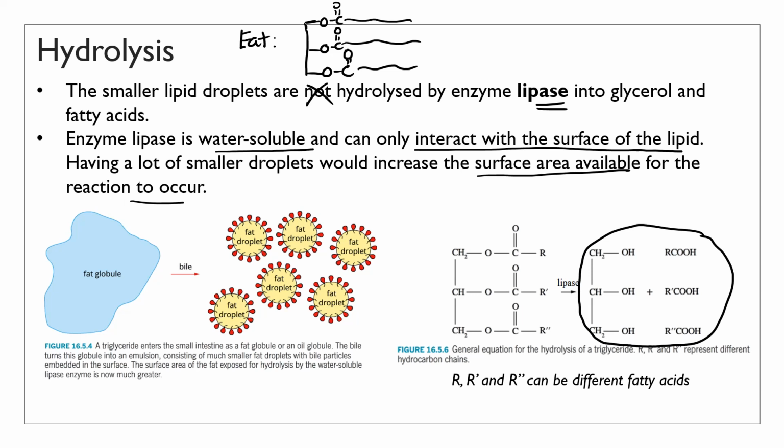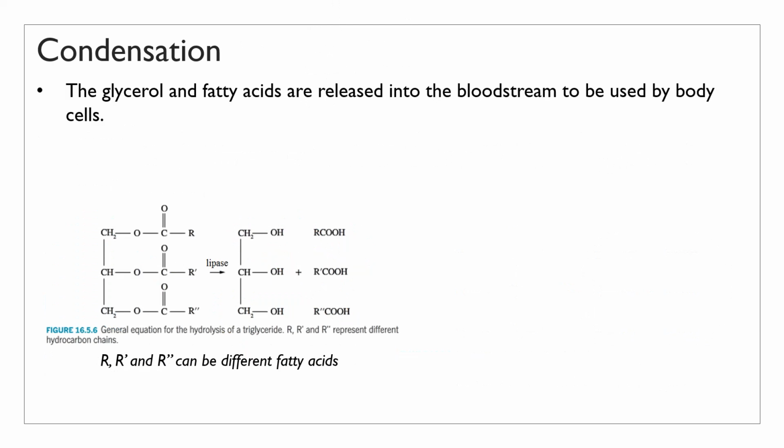There's only four components in a triglyceride, so when you hydrolyze it, you just get four molecules being produced. What would the body do with these molecules after they have been produced from digestion? Usually what happens next is a condensation reaction. This is no longer the digestion of fat. This is what happens to the fat once it has been digested. After digestion, the glycerol and fatty acids would then be released into the bloodstream to be used by the body cells. So this is the end of digestion, and these are going to go into the bloodstream.